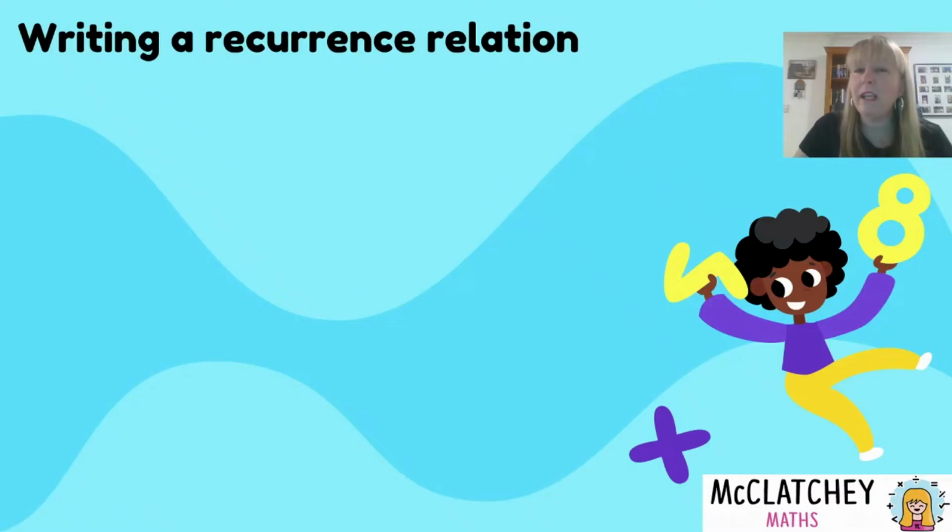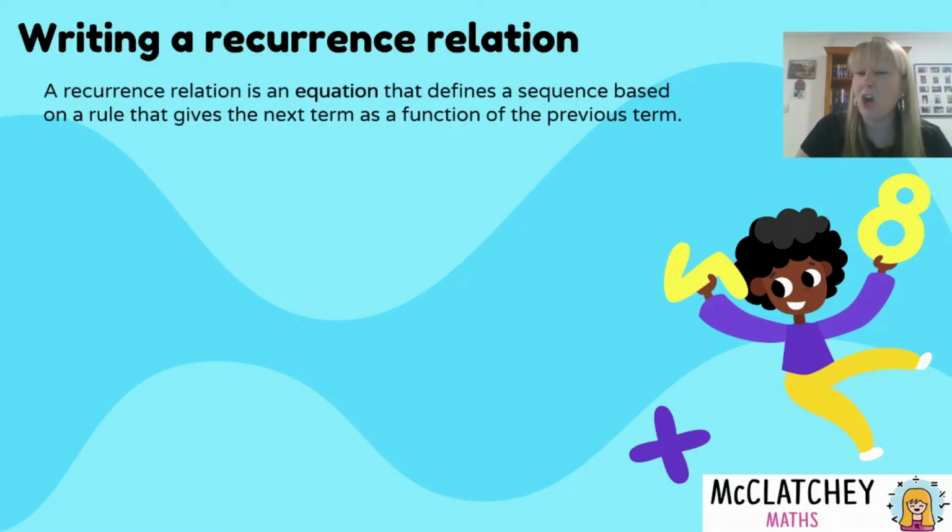Let's talk about writing what's called a recurrence relation. Now, this is very important for us to know the difference between a recurrence relation and a general rule for sequences. You might be thinking, what is recurrence? You'll also see it called recursion. Well, it's simply a type of equation that defines what our sequence is doing based on a rule that gives us what the next term is going to be as a result of what we've done to the previous term, called a function. Now, that might sound very wordy and mouthful. Let's talk about what that actually means.